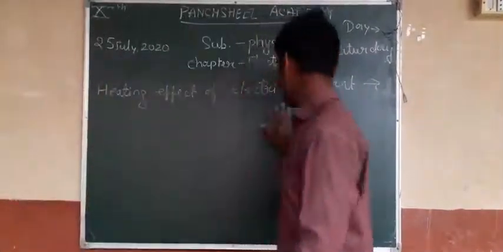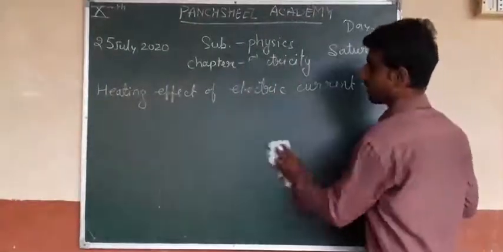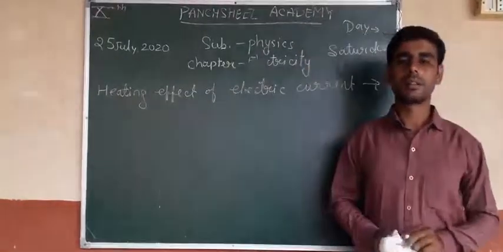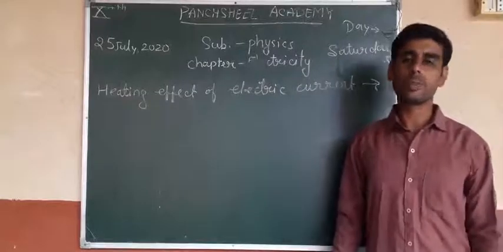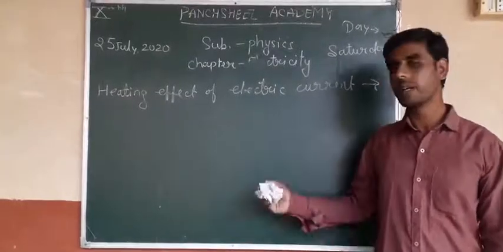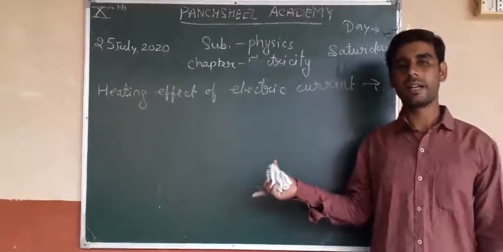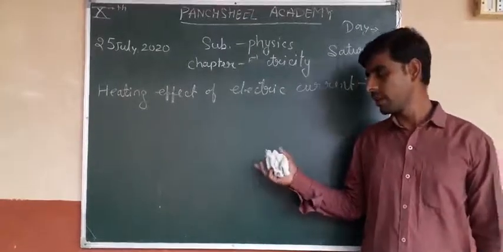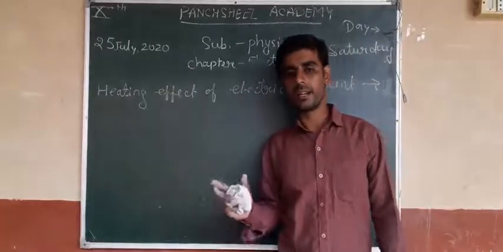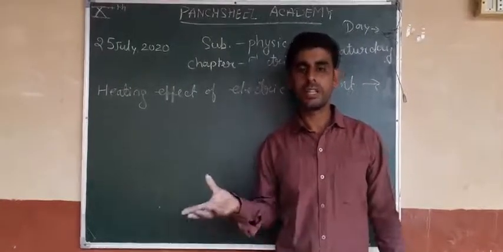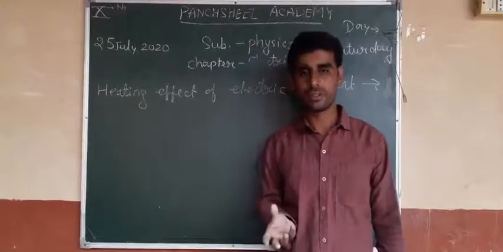The resistance of this tungsten wire or tungsten filament is very high, and its melting point is also very high. So if the current flows in this filament and the resistance is high, heat is produced in it, and we see the heat in the form of light.